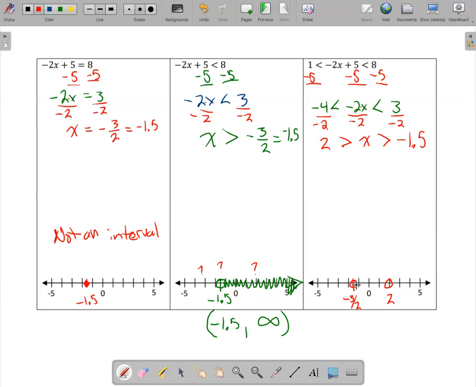They both get open circles, and then shade in between. Wait, why do they both? Because it's not an or equal to. It's just a less than or a greater than. So the interval for that would be negative 3/2 on one side, 2 on the right. You've got to put them in numerical order, Garrett.